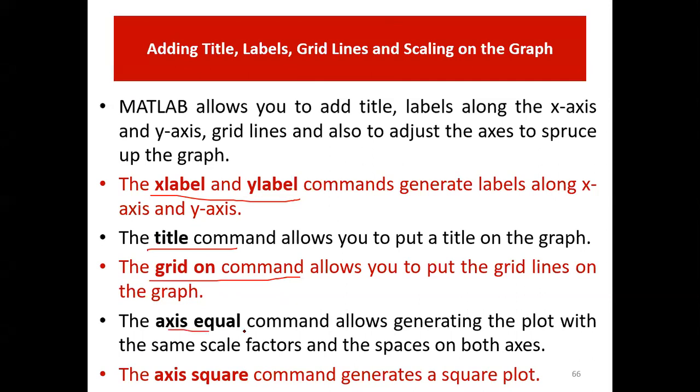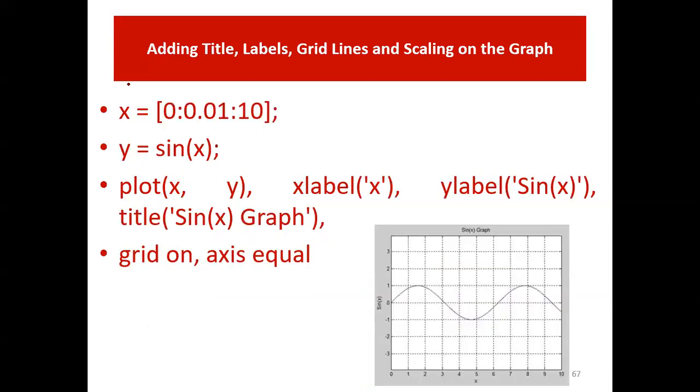The axis equal command allows generating the plot with the same scale factors and spaces on both axes. The axis square command generates a square plot. For example, we can generate one simple plot: x equals 0, incremented by 0.01, maximum 10. Then we generate the graph with y equals sine of x.